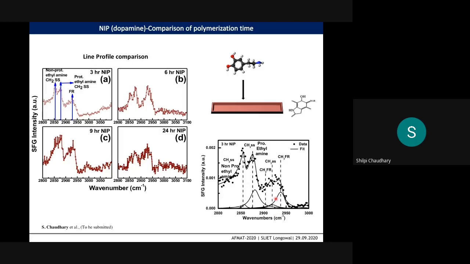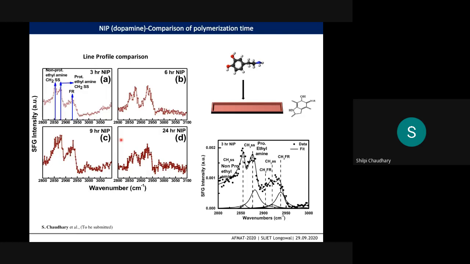So in this slide, what I am showing is the line profile comparison of the NIP surface. This is the surface where I have just used the dopamine molecule, which polymerized and gave us some nice brown films if we see with the naked eye. In the case of non-imprinted films, the prominent peak observed at 2854 and another peak at 2878 were assigned to the symmetric stretching modes of the non-protonated and protonated ethyl amine groups. These amine groups, since they lose one hydrogen atom, that peak is also assigned in here. This is being done for the different polymerization times.